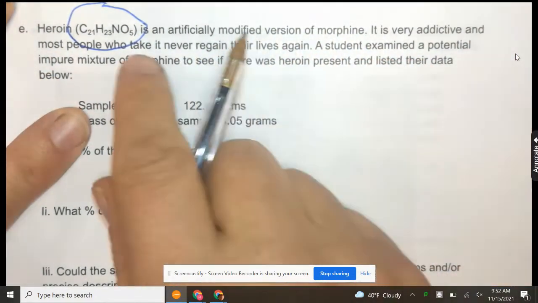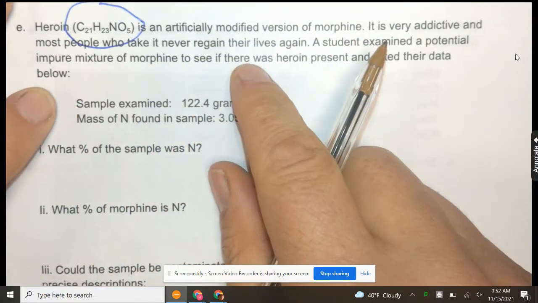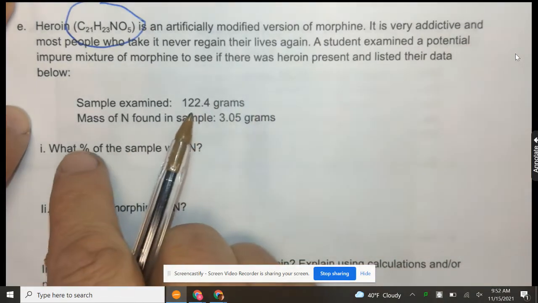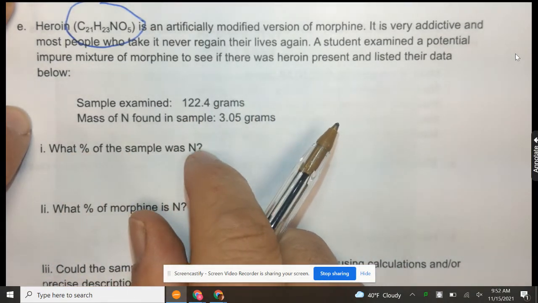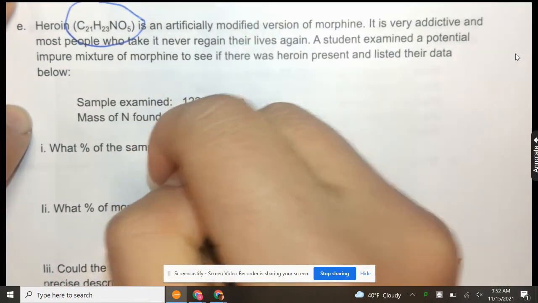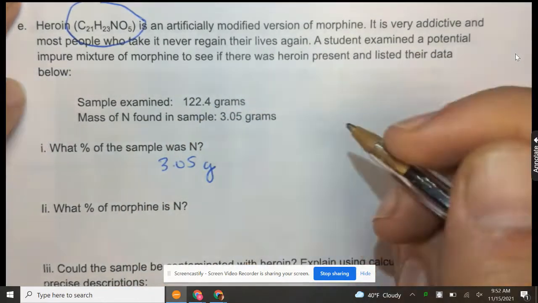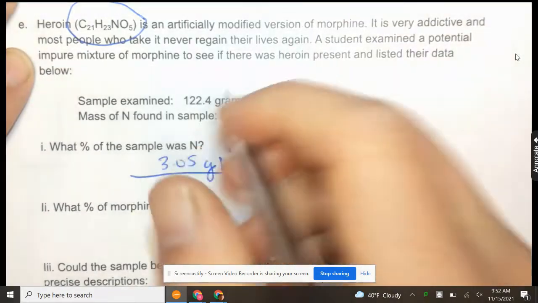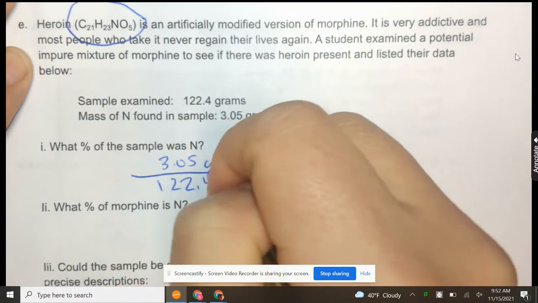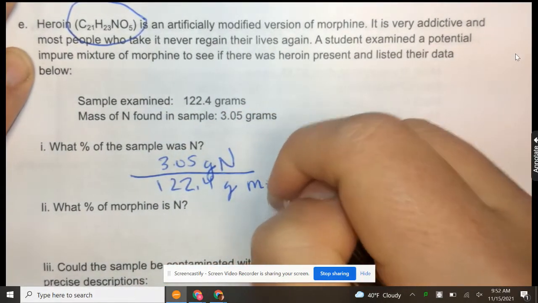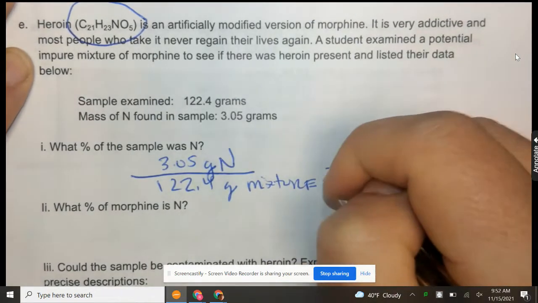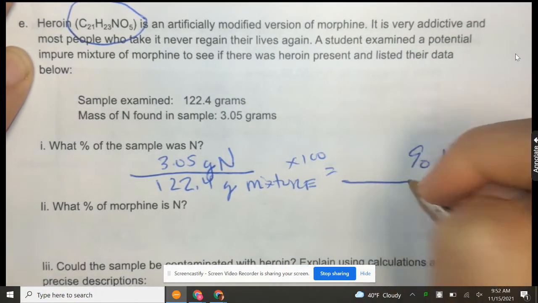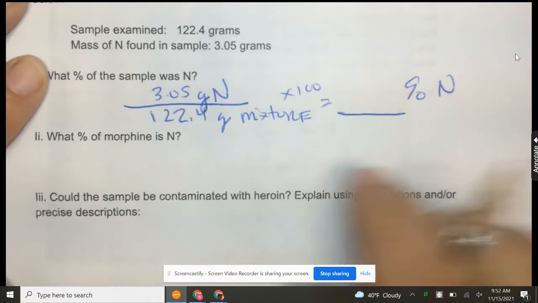A student examined a potential impure mixture of morphine to see if there was heroin present and listed their data. So what's the percentage of nitrogen in the sample? So you do 3.05 grams. A lot of you lost points because you didn't label anything. Divided by 122.4 grams of the mixture, times by 100, and you get your percentage of nitrogen in our mystery sample.